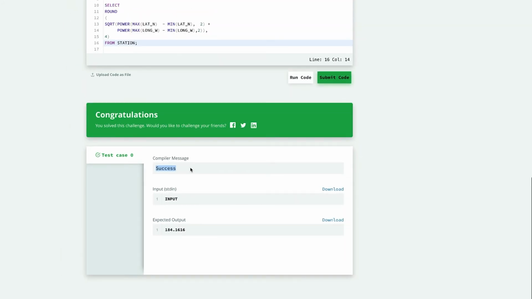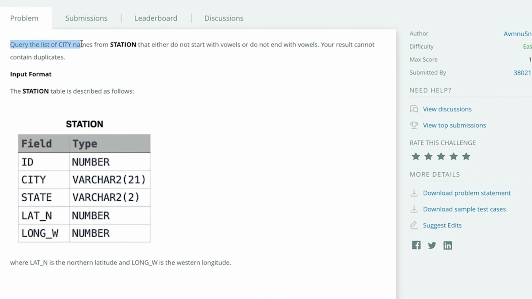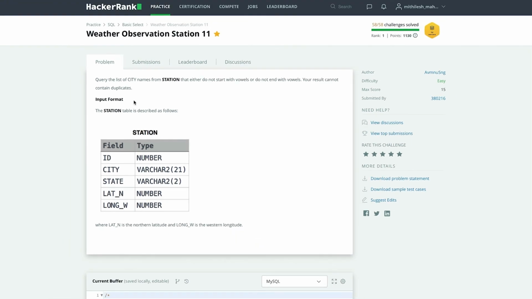Let us read the problem statement. The problem statement is: query the list of city names from station that either do not start with vowels or do not end with vowels. Your result cannot contain duplicates. In this question, we will use the OR condition because we want the city names that either do not start with vowels or do not end with vowels.